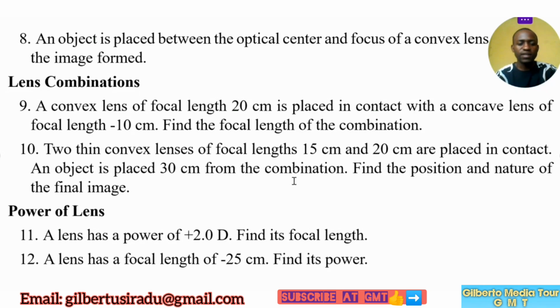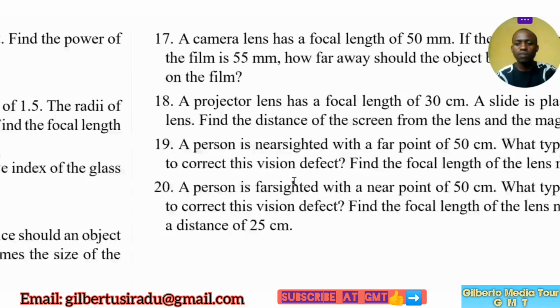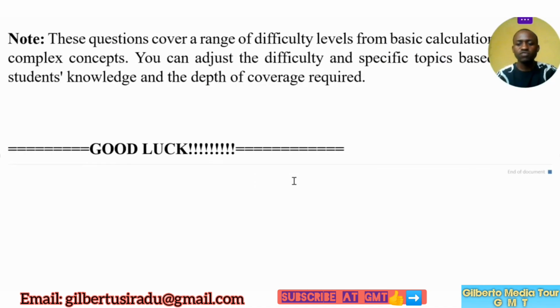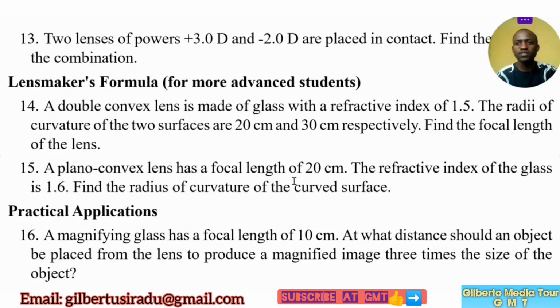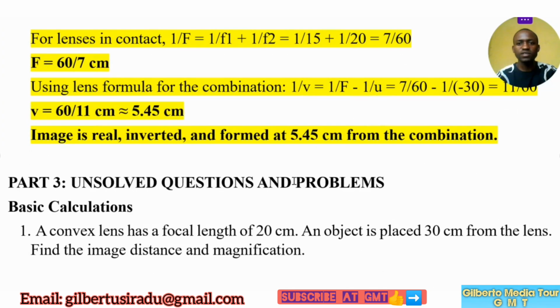9 and 10, lens combination, power of lens. 11 and 12, lens maker formula from 14, and practical applications. We can try these questions ourselves because it's very simple to get and to see.